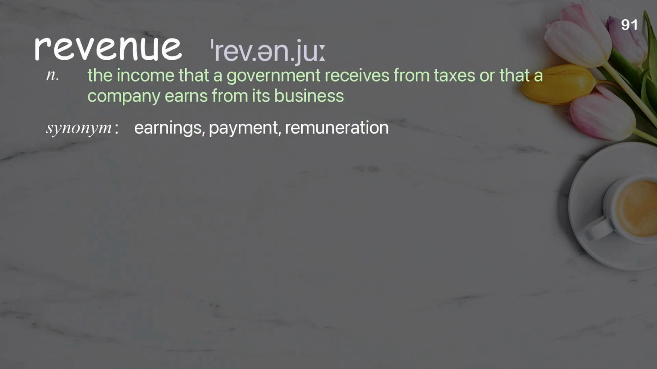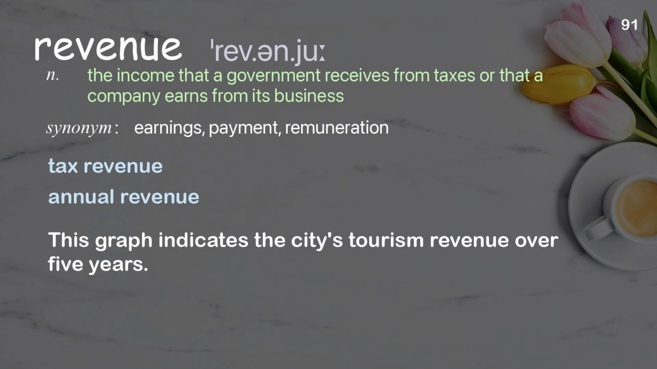Revenue. The income that a government receives from taxes or that a company earns from its business. Examples: Tax revenue, annual revenue. This graph indicates the city's tourism revenue over 5 years.